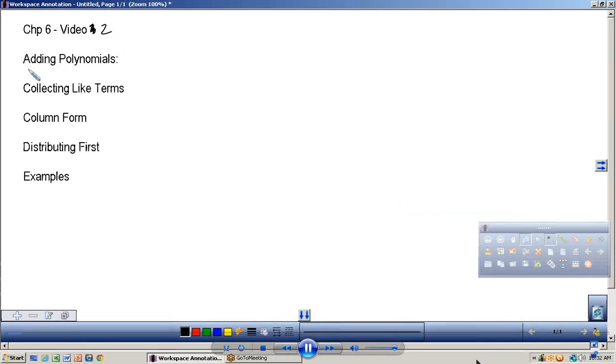Okay, video 2 is all about adding polynomials. Now, adding polynomials is all about collecting like terms. For instance, if I had one polynomial x squared plus 3, and I'm going to add that to a second polynomial, 3x squared minus 5, all you're going to do is collect like terms. Now, we can do this one of two ways. You can do it in column form, or you can collect like terms horizontally like this.